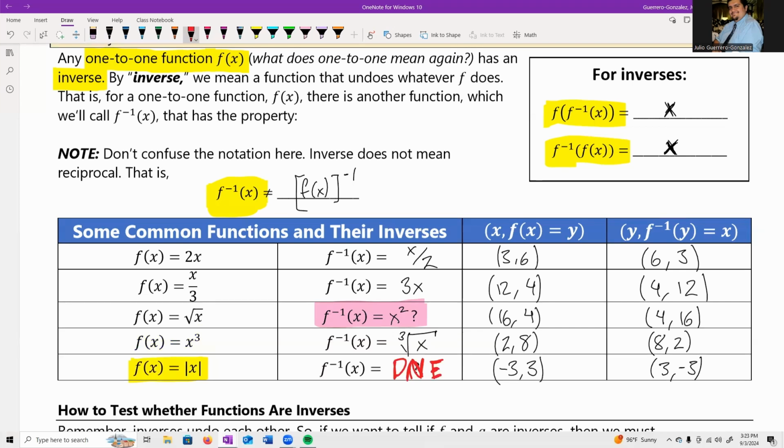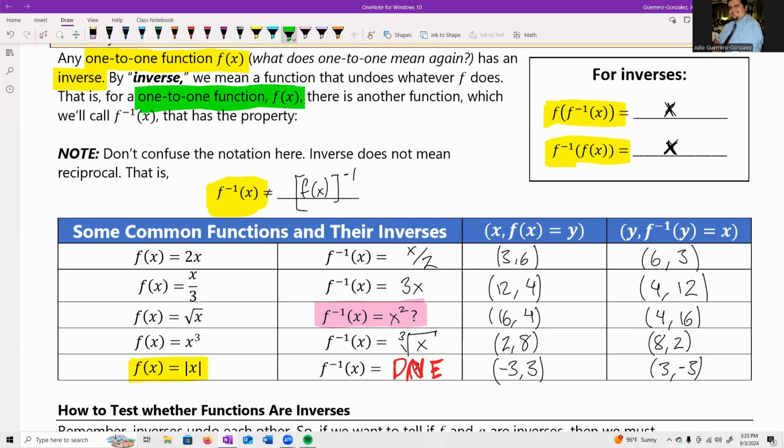And it does not exist primarily because of this property right here. A one-to-one function, f of x has to be one-to-one. You guys recall what the absolute value graph looks like, right? Horizontal line test in particular is what you're going to need. Absolute value of x does not pass one-to-one. It does not pass the horizontal line test. So this function is one of the many functions that do not have inverses. Okay, you're not guaranteed an inverse every time. Okay, this is one of those examples.